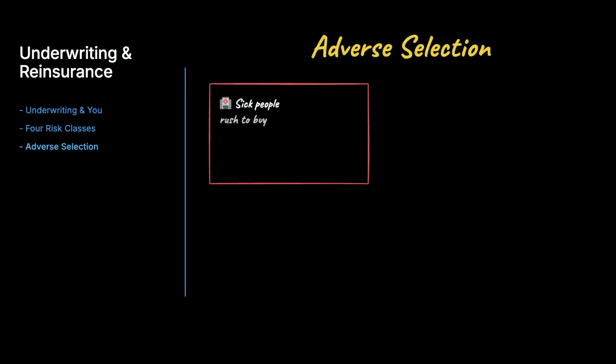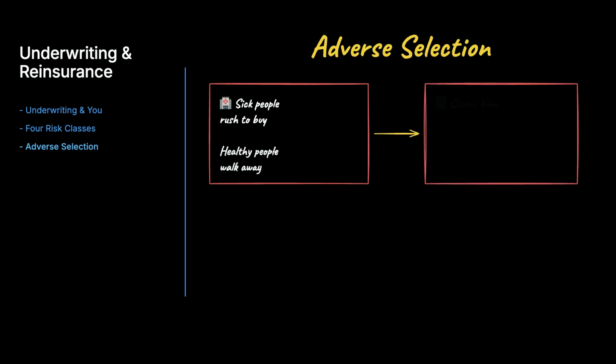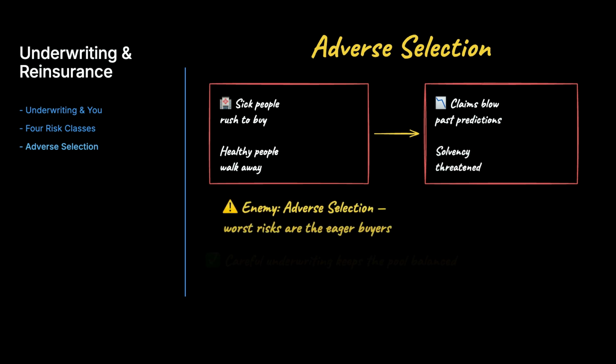Underwriting fights one specific enemy: adverse selection. The natural tendency for the worst risks to be the most eager buyers. Imagine a new policy where nearly everyone signing up is in poor health while healthy people walk away. Claims blow past predictions and left unchecked, that threatens the insurer's solvency. Careful underwriting keeps the pool balanced.